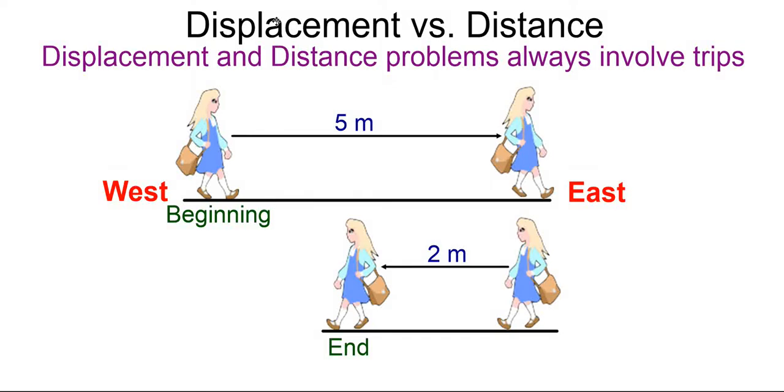The words displacement and distance sound a lot alike, but there's an important difference you need to know for the MCAS test. Now, when we're talking about these two words, we're always discussing trips. Like, for instance, this gal walks 5 meters this way, turns around, and comes back. That's a trip, right? And we always talk about those with these two words.